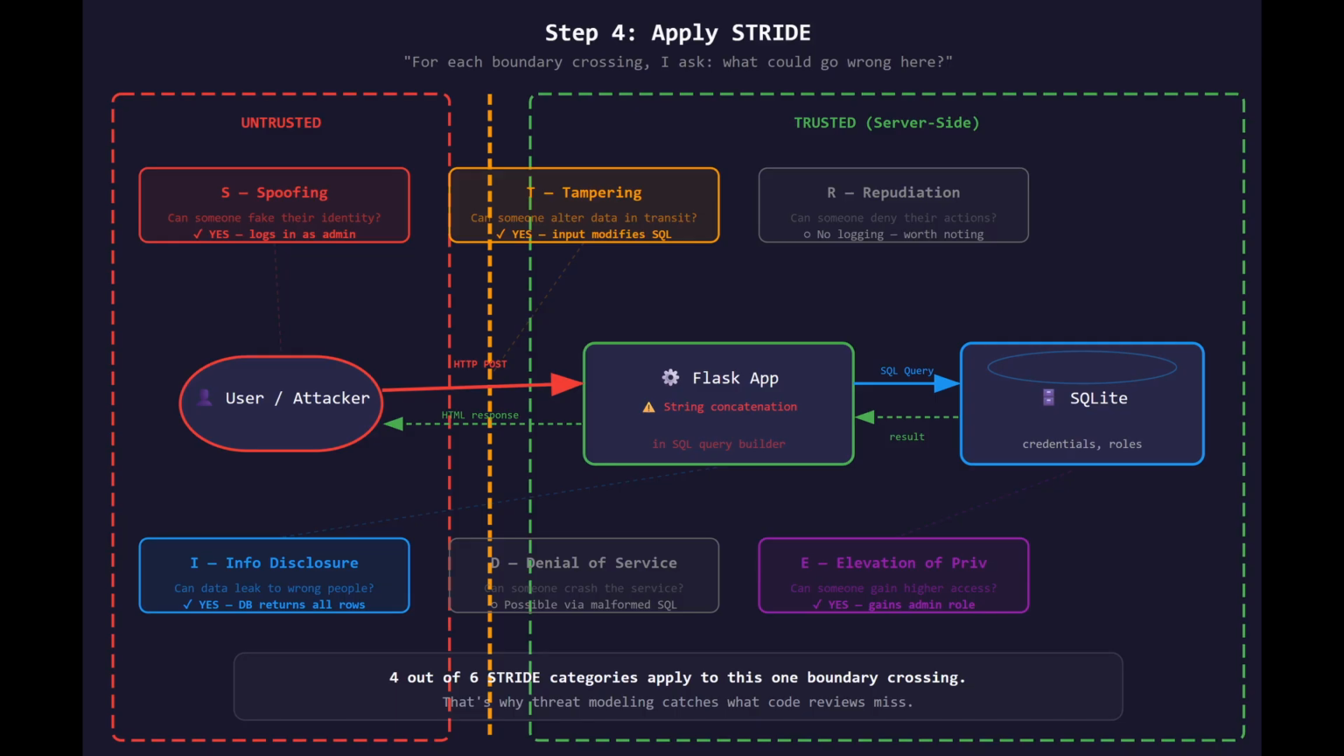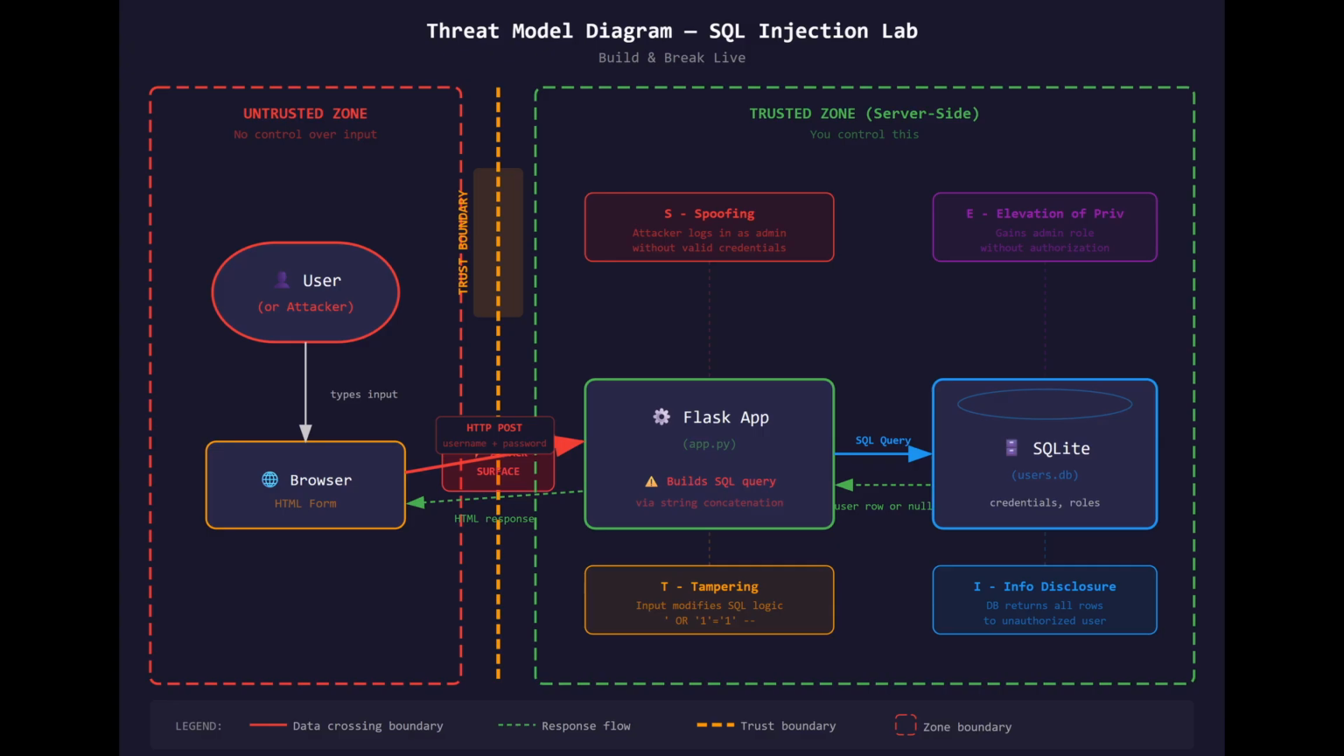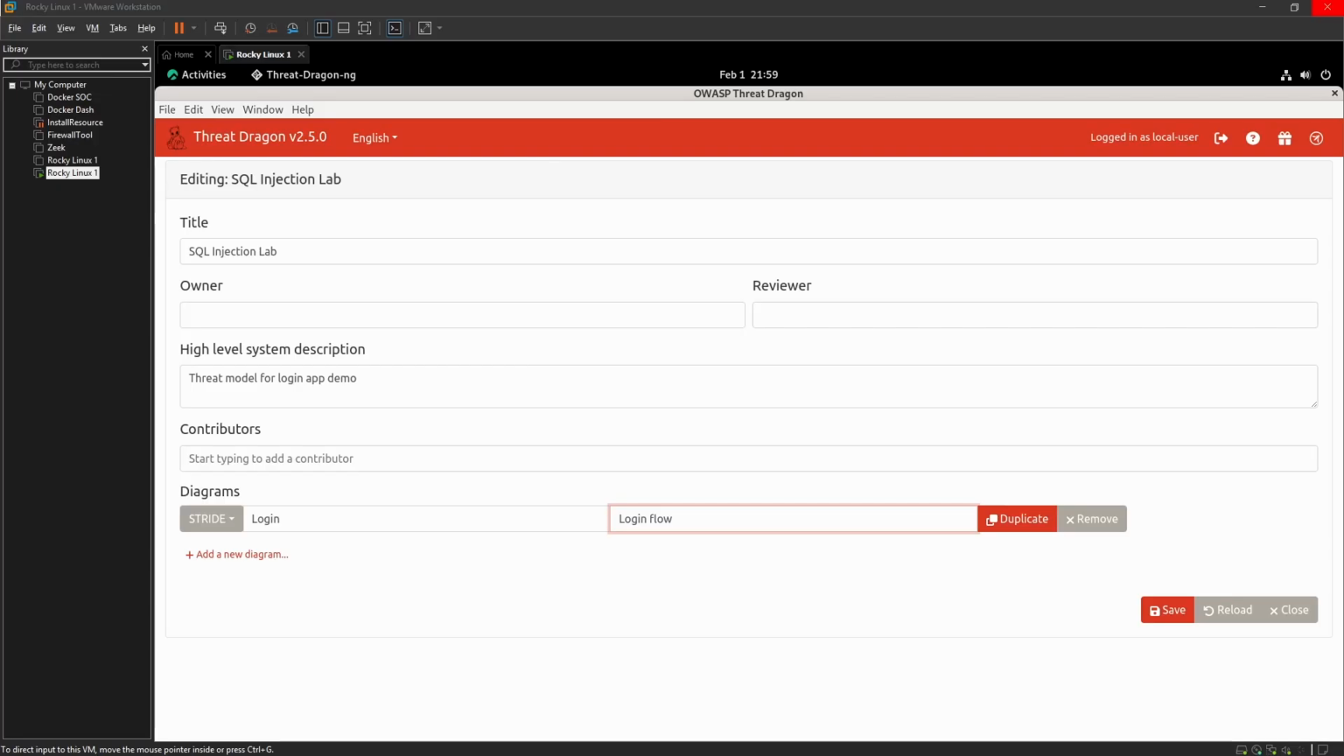Now there's a framework called STRIDE that gives you 6 questions to ask at each boundary crossing. Can someone spoof their identity, tamper with data, deny their actions, leak information, crash the service, gain access they shouldn't have? 4 out of 6 apply to this one login form. You don't need to memorize STRIDE. Just know the checklist exists and Google it when you need it. And that's what you end up with, a visual artifact you can show a developer, a manager, or an auditor.